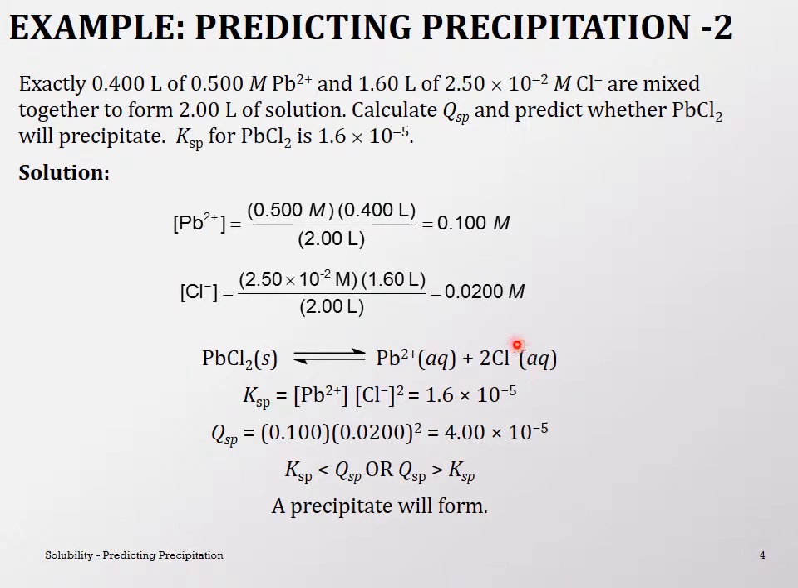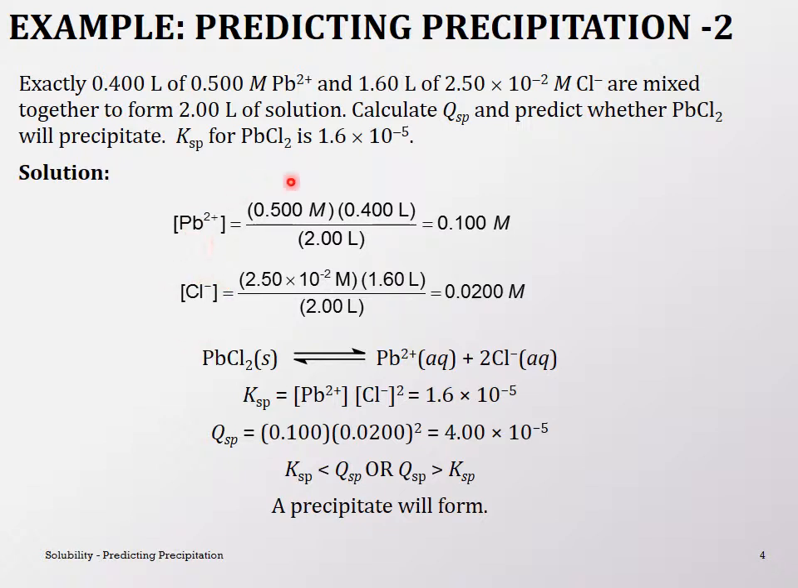Another example: exactly 0.400 liters of 0.5 molar lead and 1.60 liters of 2.50 times 10 to the negative 2 molar chloride are mixed together to form a 2-liter solution. Calculate the QSP and predict if lead 2 chloride will precipitate or not. The KSP is given to us as 1.6 times 10 to the negative 5. So we calculate the molarity of lead ions, and then the molarity of chloride ions.